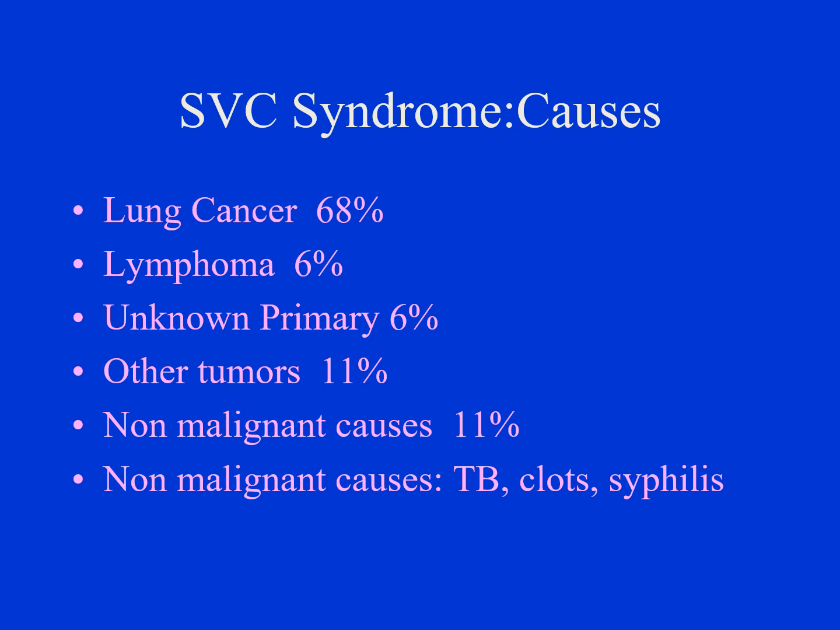The causes of superior vena cava syndrome are predominantly lung cancer, that's the most common, but lymphoma, unknown primaries, and other tumors can be causes. Be aware that up to 11% of superior vena cava syndrome is actually caused by things that are not cancer, the most common of which is clots. Tuberculosis is an old cause, and supposedly syphilis, although I've never seen it.